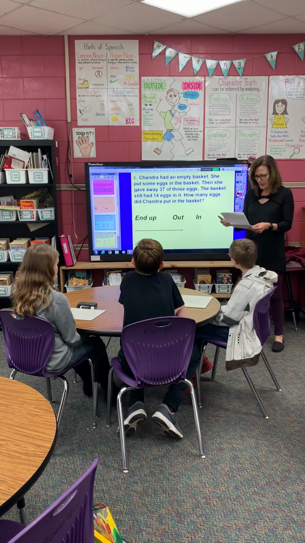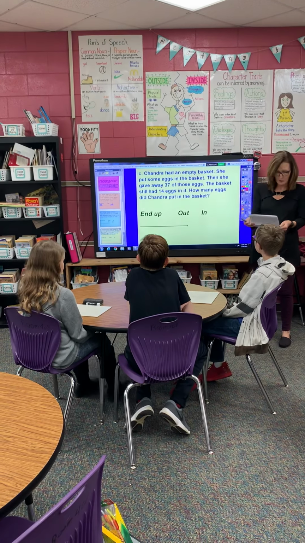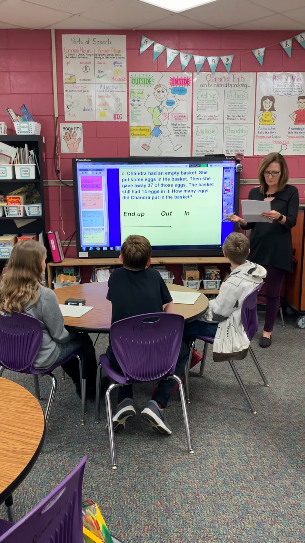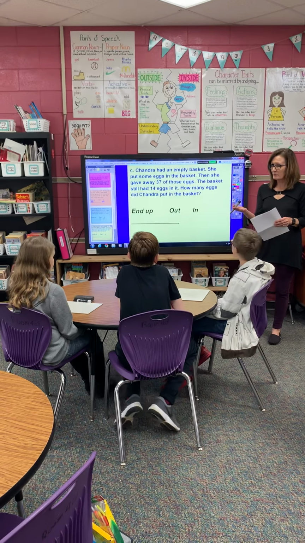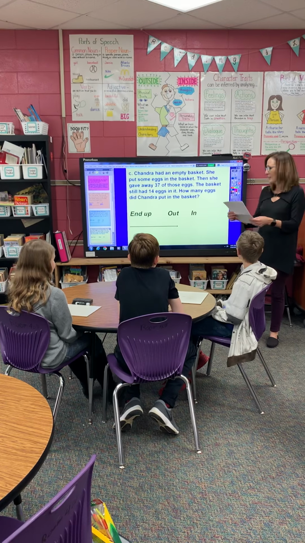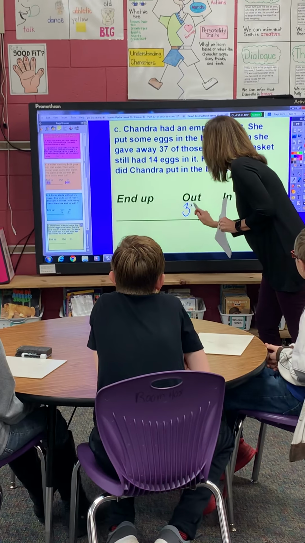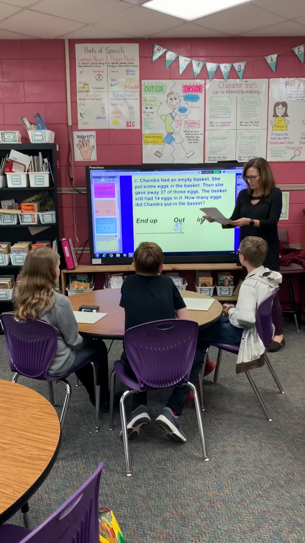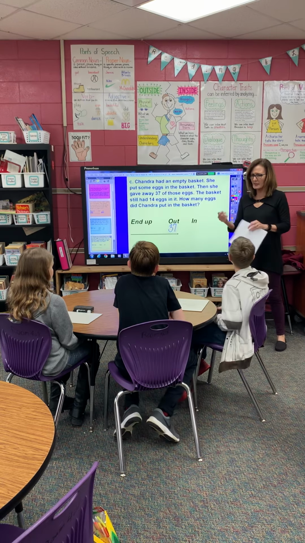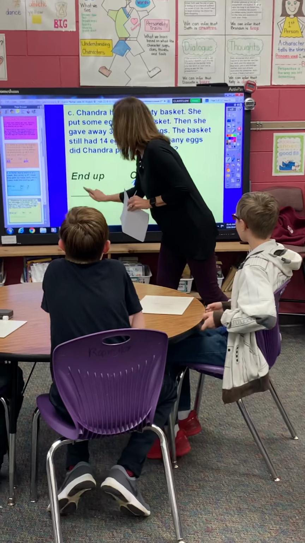In this problem, Chandra has an empty basket. Then she put some eggs in the basket. Then gave some eggs away. How many eggs did she give away? 37. You guys agree? Well, okay, we should say it. Okay, so I'll write 37 under the out in the number family. How many eggs does she end up with in the basket? 14. So I'll write 14 under the end up.